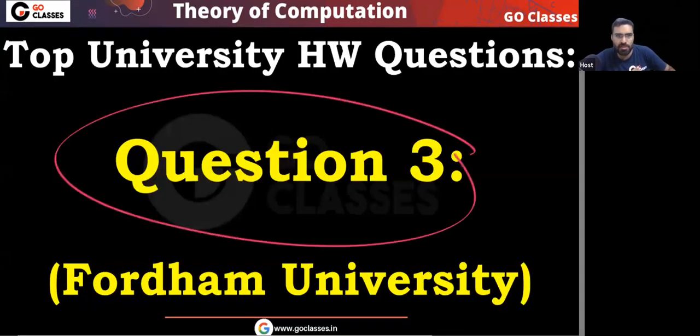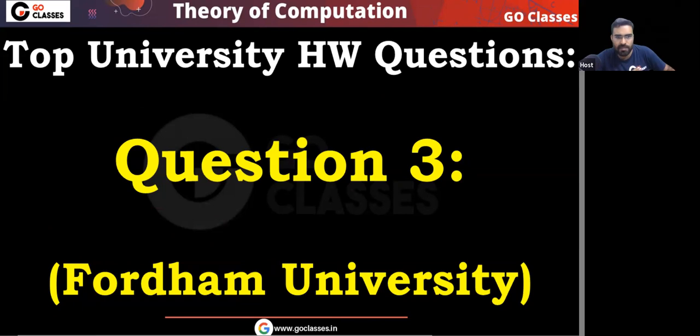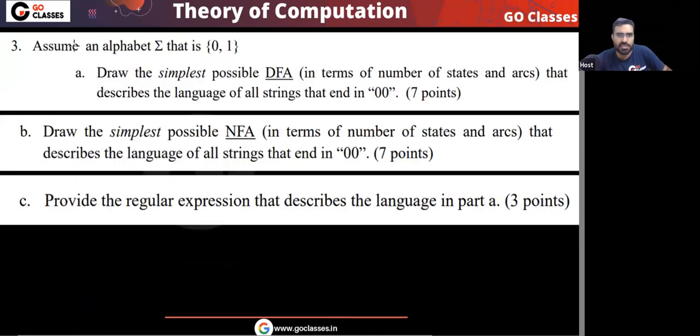Now let's see question number 3, that is from Fordham University. The question is asking, assume the alphabet is 0, 1. Draw the simplest possible DFA. We need to create the simplest possible DFA. Simplest possible DFA means in terms of states and arcs. So you tell me one thing. Simplest possible DFA means minimal DFA.